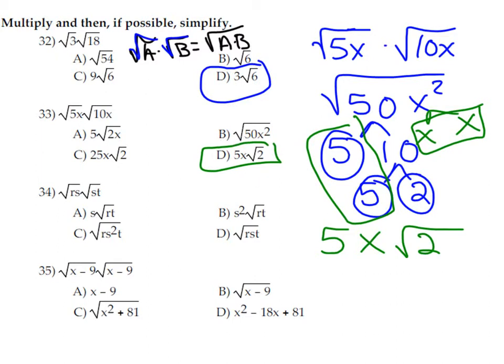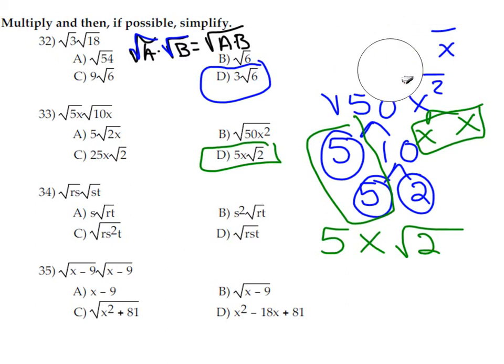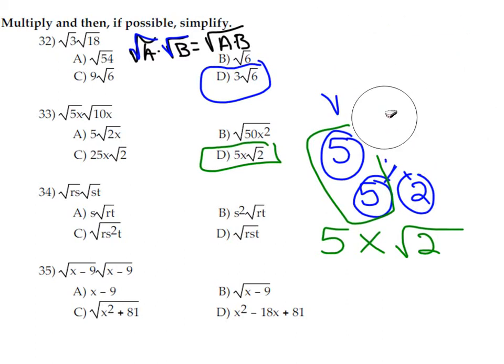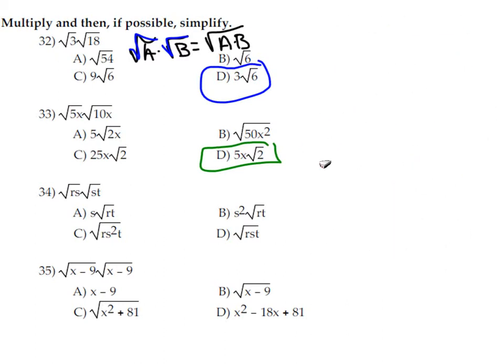Alrighty, so let's continue on. 34 is probably my all-time favorite, and I seem to always put it on every single test each semester. I can't help myself. So let's go ahead and tackle this one. We have square root rs times square root st.